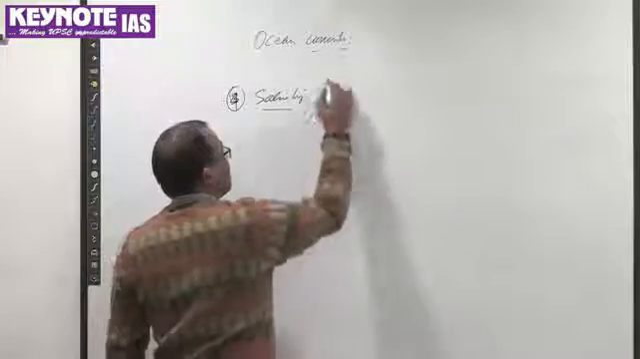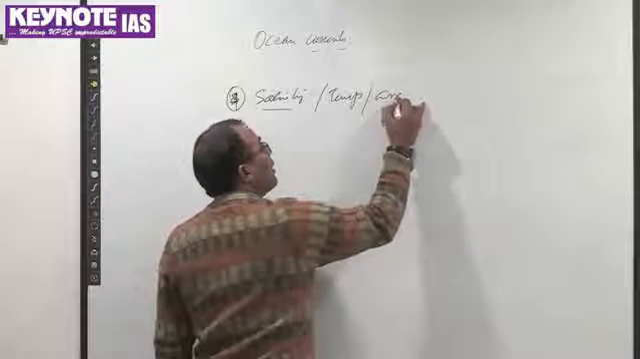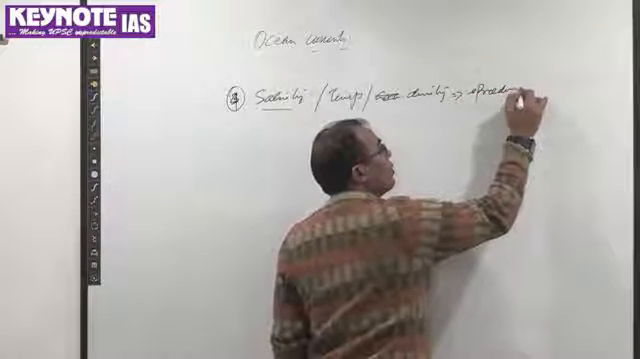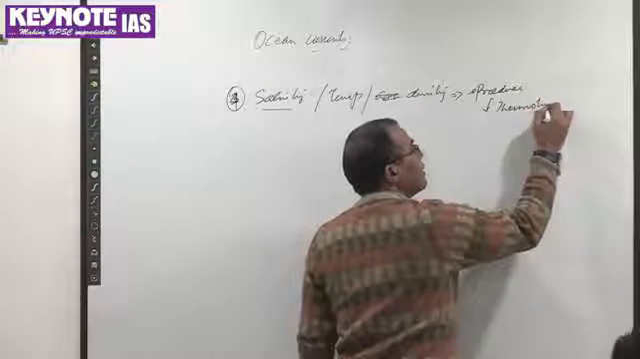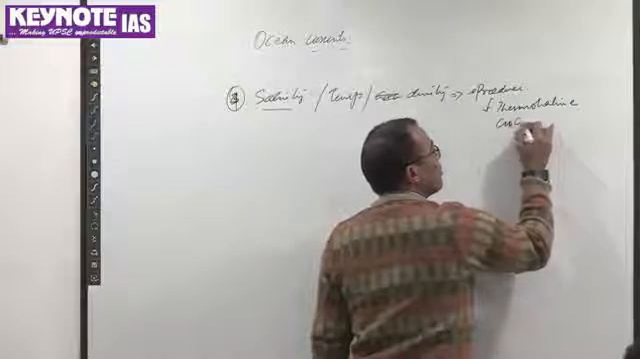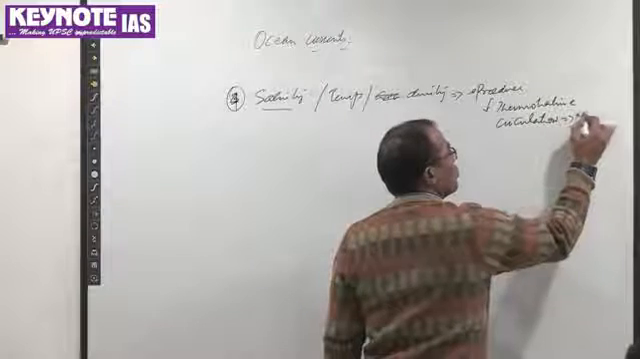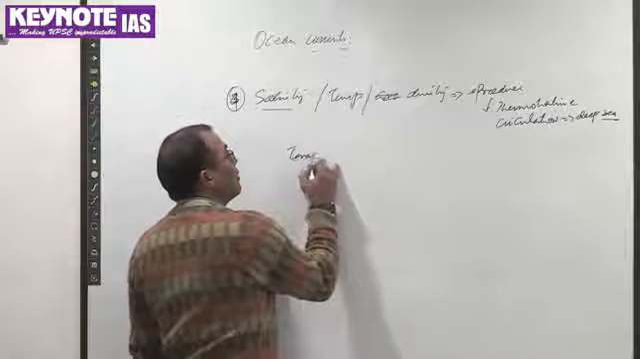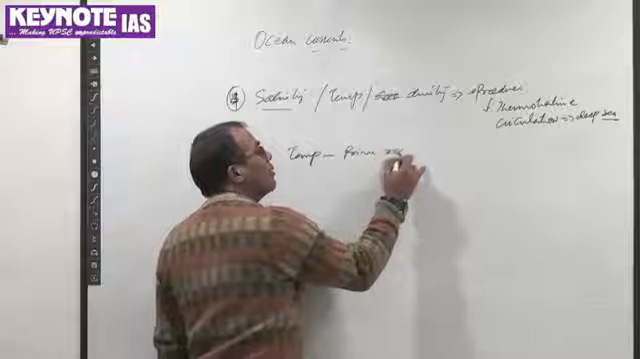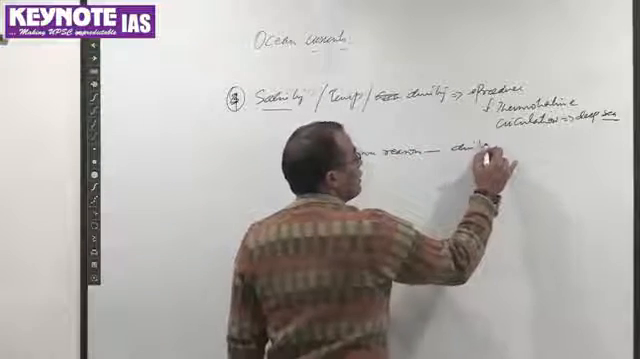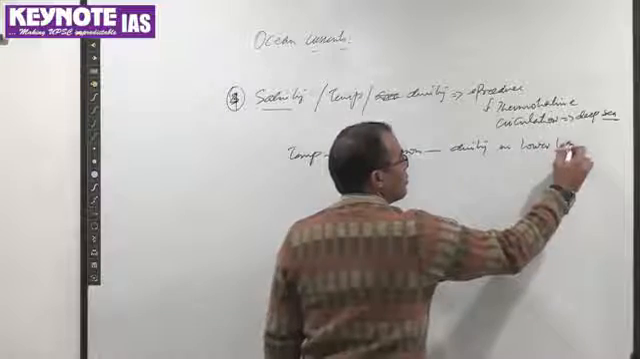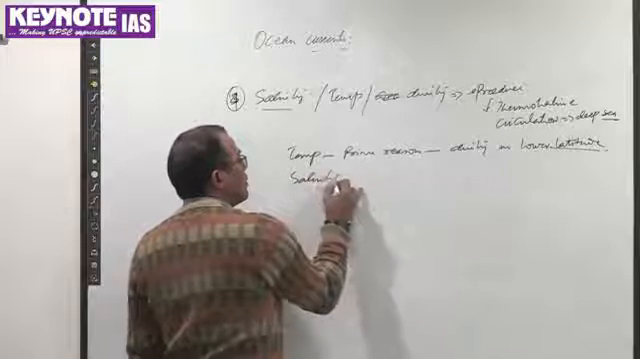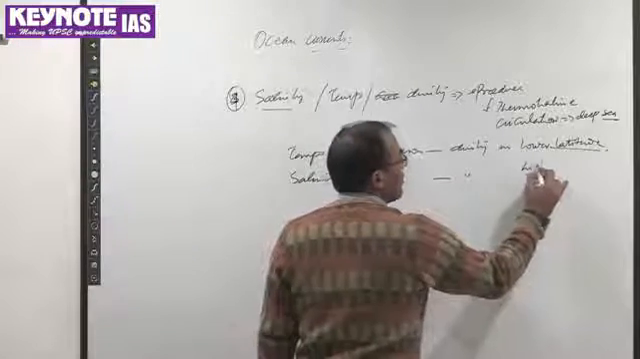Now salinity, temperature and resultant density affect and produce what we call thermohaline circulation, primarily associated with deep sea. Temperature is the prime reason for density in lower latitude. Salinity is the main reason for density in higher latitude.